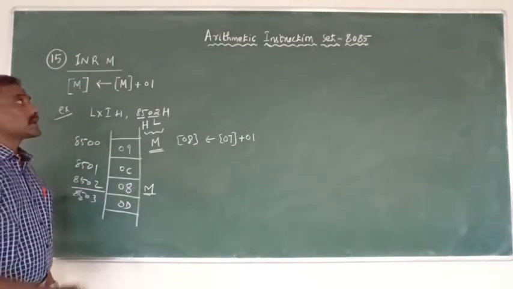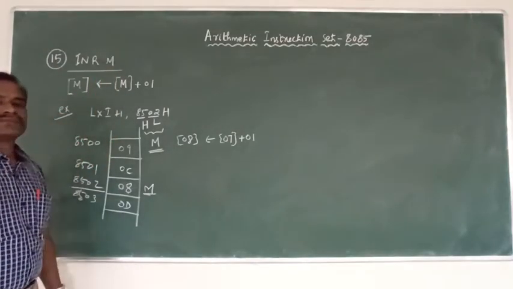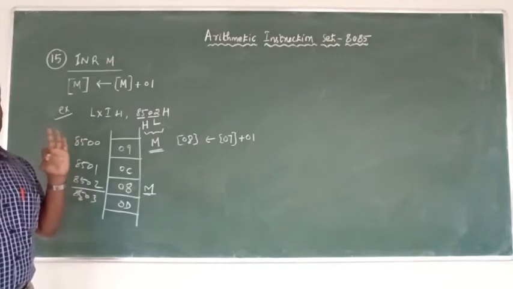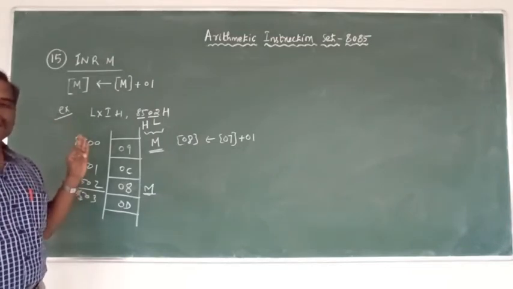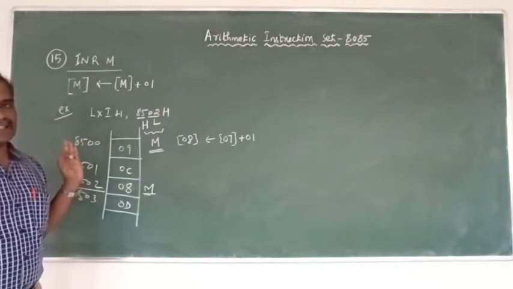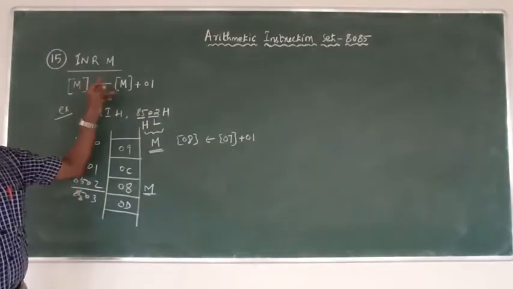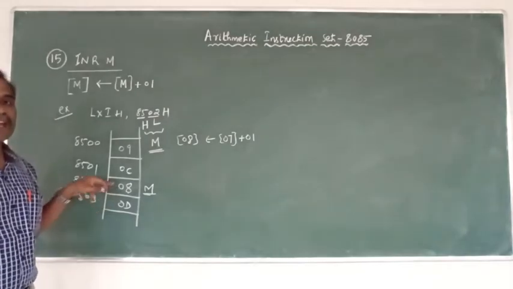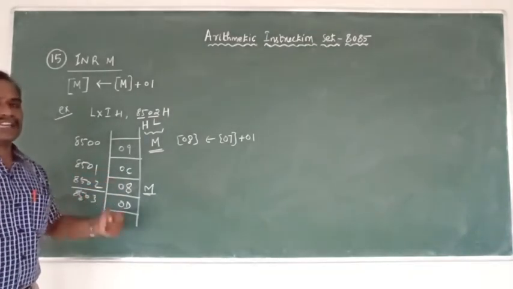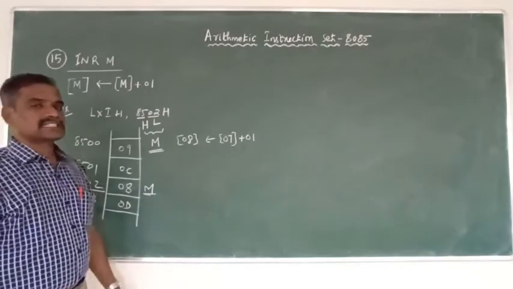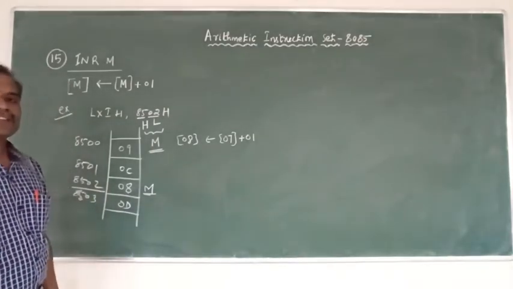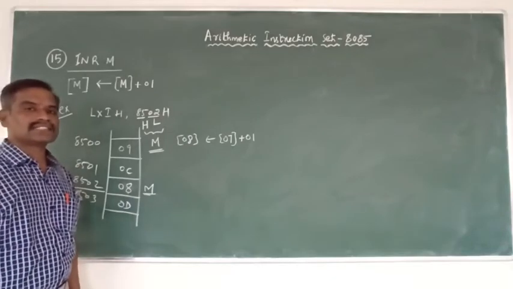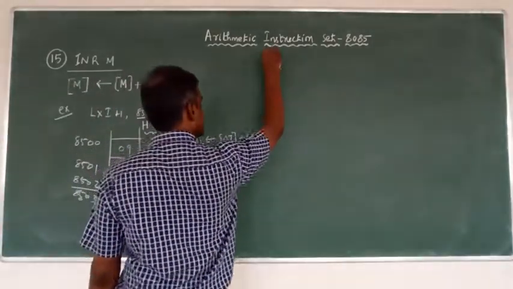INR R or INR M: both increment 8-bit content. INR R increments the register content. INR M increments the memory address location data. INX RP increments the 16-bit register pair content.